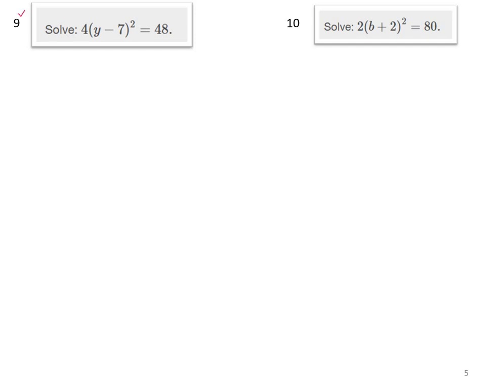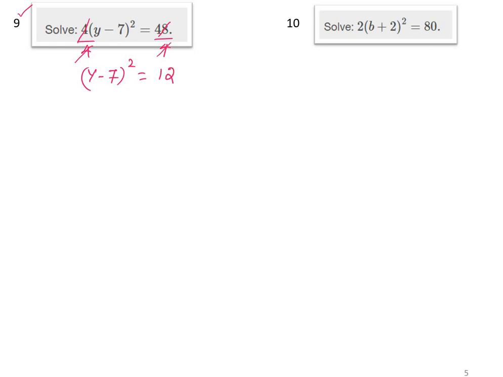And then another one, in another form. Let us solve this one. 9th one: solve 4 times (y minus 7) the whole squared is equal to 48. This is something different from the previous ones. We want to eliminate the term containing y, so first we eliminate the 4. Here it is (y minus 7) the whole squared, so we divide both sides by 4. So that cancels out. (y minus 7) the whole squared is equal to 48 over 4, and that will be 12.